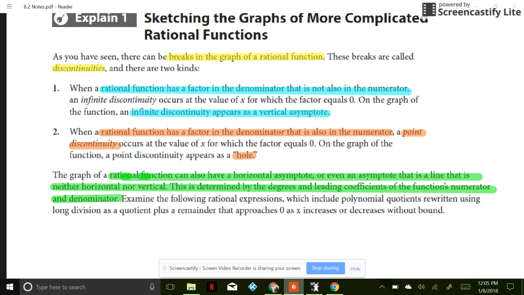Then we also have when a rational function has a factor in the denominator that is also in the numerator, a point discontinuity occurs at the value of x for which the factor equals 0. On the graph of the function, a point discontinuity appears as a hole.